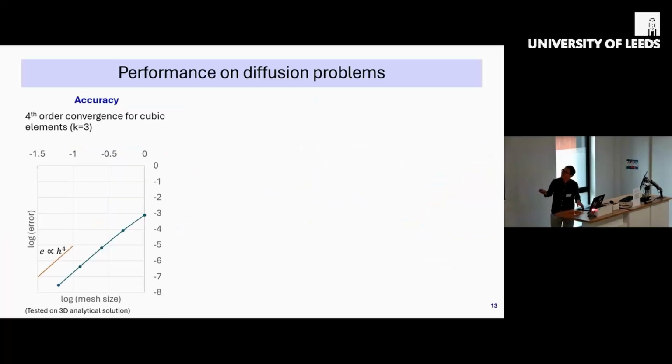So let's see how the accuracy of the solver is. We're using third order elements. For this specific interior penalty discontinuous Galerkin method, you would expect fourth order convergence. And as shown in this figure, as you refine the mesh, so mesh size is reduced, you get a smaller error. So it is consistent with what you would expect for this specific numerical scheme.